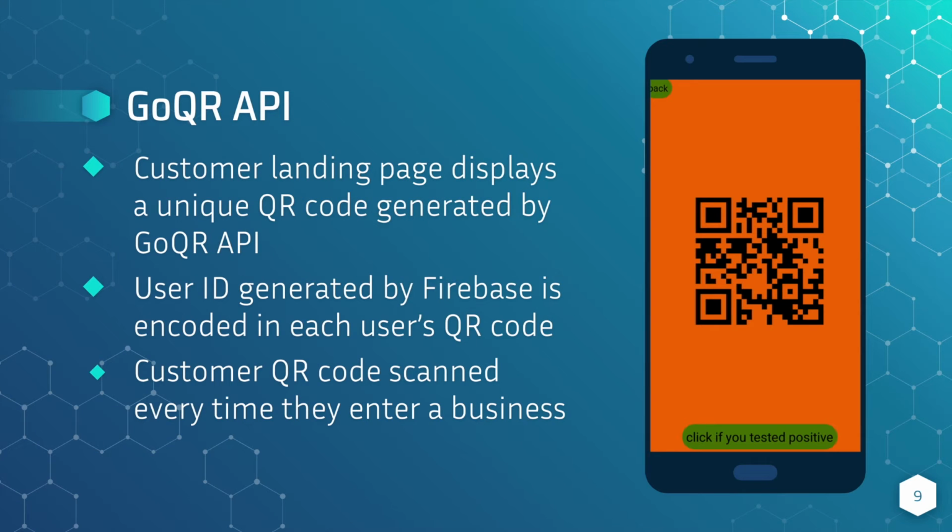In order to generate a unique QR code for every user, I used the covidQR API. The API takes an argument that specifies the text to be encoded within the QR code. In the case of my app, I encoded each user's unique ID, which was generated by Firebase. So that way, when the business scans a customer's QR code, they will get that customer's unique user ID and will be able to get access to their information in the database and update the database accordingly.